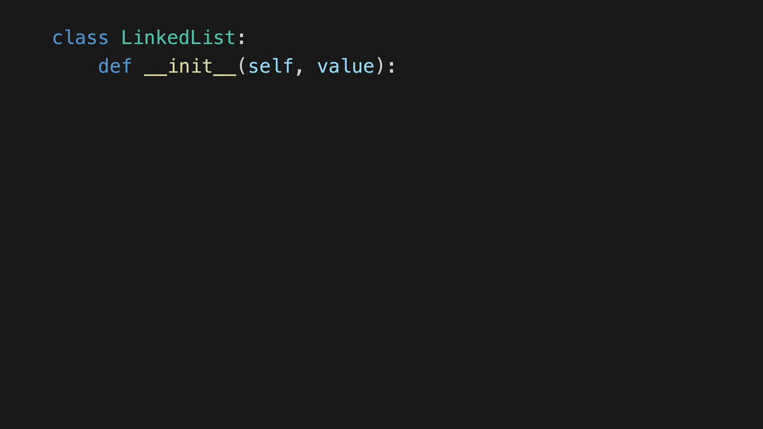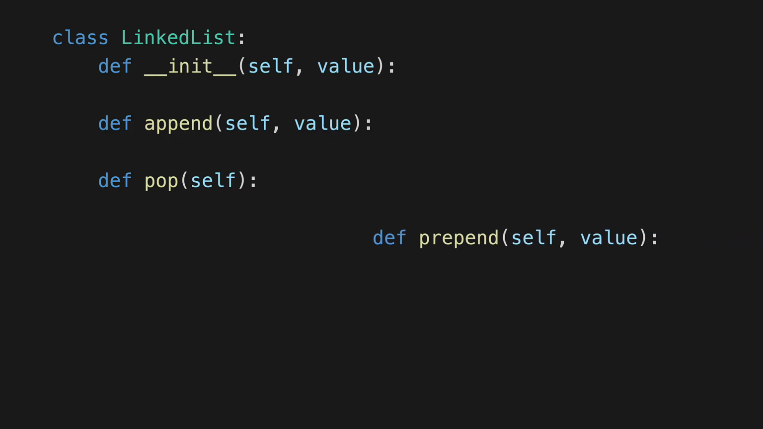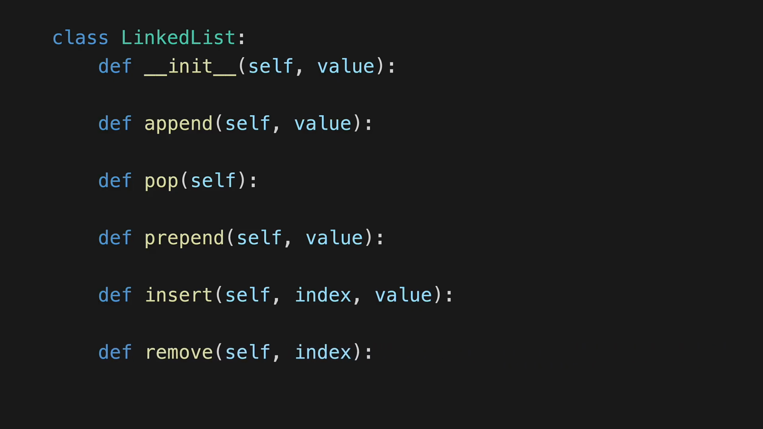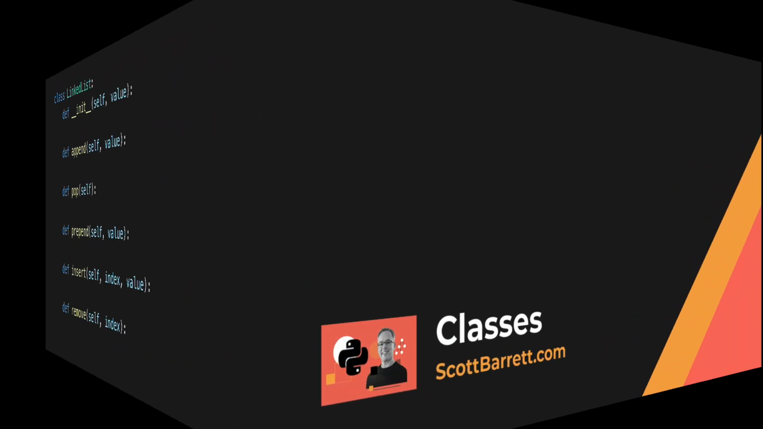I'm not going to write all the code for each one of these methods, but we could write something for appending something to the linked list, to pop something off the end of the linked list, to prepend something, to put it on the beginning, to insert something, to remove something. So we're going to write all of these methods for LinkedList and more in the course. And that is how we're going to use classes.